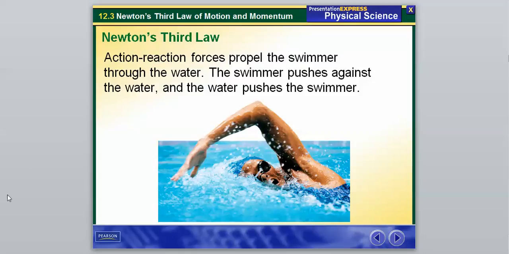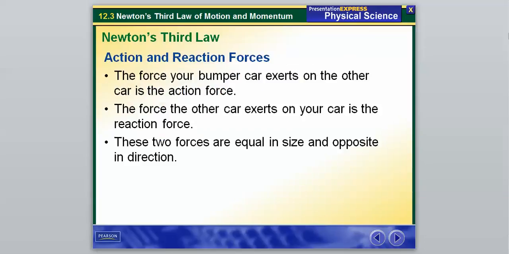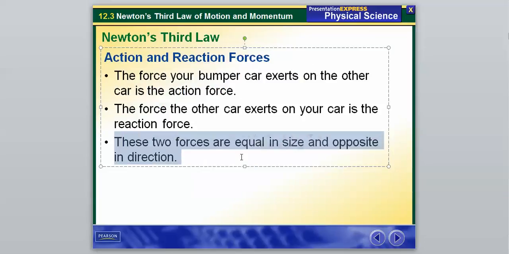Now, one thing that I was kind of confused about with Newton's third law is when you go back to here and it says that the two forces are equal in size and opposite in direction. So that would almost, to me, sound like, oh hey, these forces are going to cancel out and nothing's going to happen. But that's not what Newton's third law is saying. It's not what it's saying.